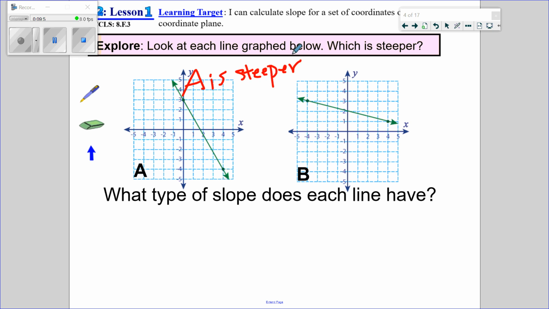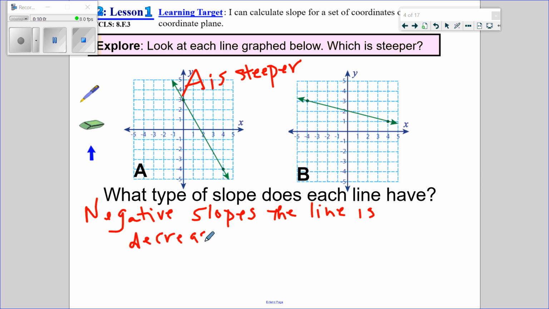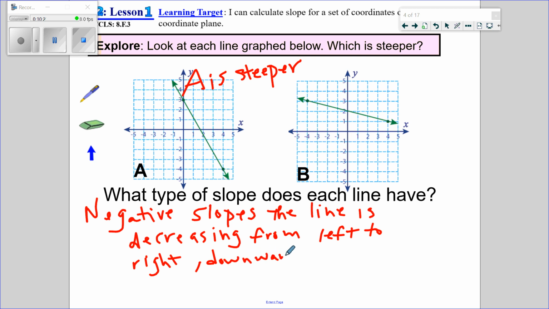And then they want to know what kind of slopes. They're negative, both of them. And how did we know? The line is decreasing from left to right. It's going on a downward position. Let's go to our next slide.